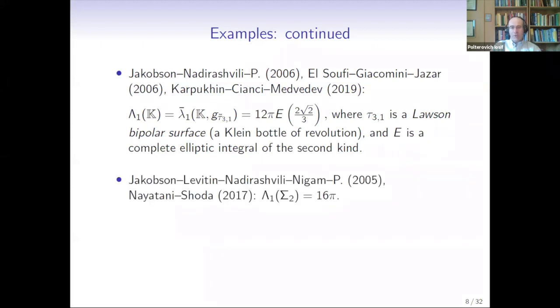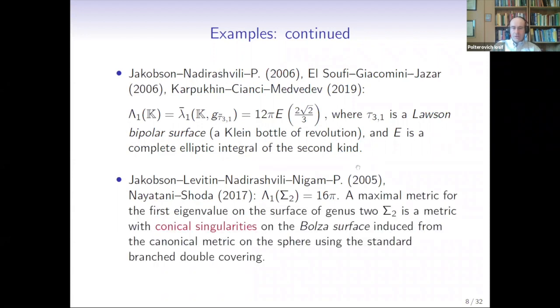The only other example that is known is for the surface of genus 2. And here, once again, the metric is kind of interesting. It is a metric with conical singularities on the so-called Bolza surface. The Bolza surface is the most symmetric surface of genus 2 that exists, and this metric comes from a double cover over a sphere. Essentially, we take the metric from a sphere, the metric of constant curvature +1, and push it onto our surface of genus 2. Obviously, on the surface of genus 2 there is no smooth metric of curvature +1, so there are conical singularities. And in fact, these conical singularities, as you will see further on, are a really important feature of these maximizing metrics.